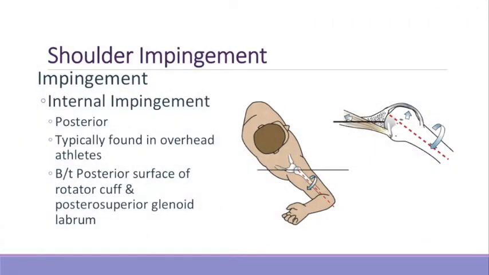The internal or posterior shoulder impingement is an example of a secondary impingement. This is common with our overhead throwing athletes. As you can see in the picture, at least 90 degrees abduction and full lateral rotation will cause the impingement. This causes repetitive contact between the posterior aspect of the greater tuberosity of the humeral head and the posterior border of the glenoid fossa.